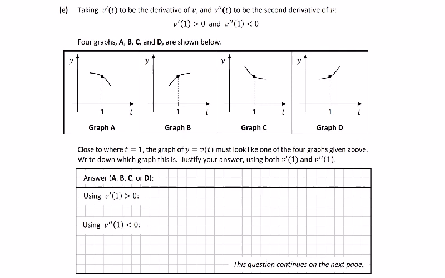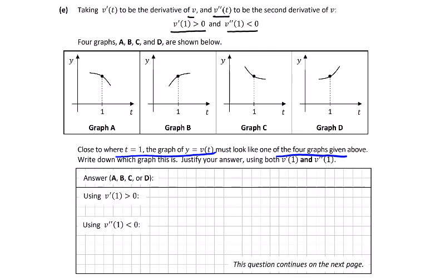Next part. So taking v prime t to be the derivative of v, and v double prime t to be the second derivative. V prime, when we put 1 in, is greater than 0. We've got the tangents to these curves. If v double prime 1 is less than 0. So here's 4 graphs A, B, C, and D. So close to where t is equal to 1, the graph of y is equal to v of t must look like one of these 4 graphs.